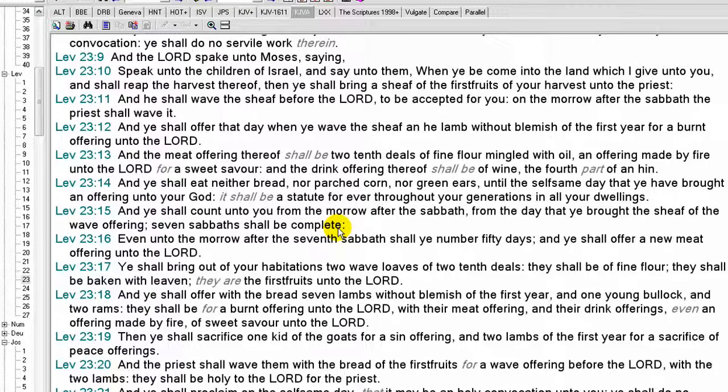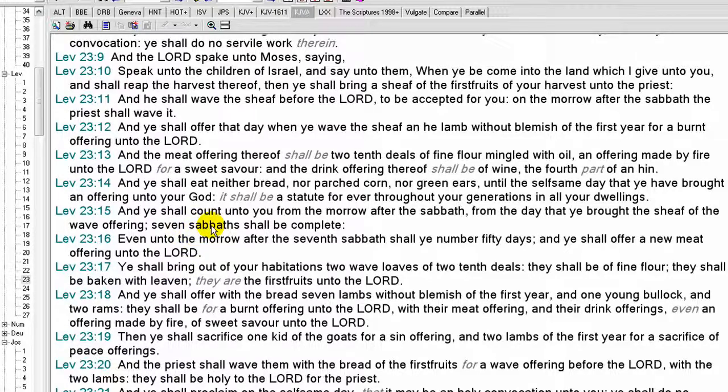Now, many people think, okay, we have to count from the first day of the week to the 7th day of the week and do this 7 times, and then Shabuot or Pentecost will always fall on the first day of the week, or a Sunday. So it says, "Even until the morrow after the 7th Sabbath shall ye number 50 days, and ye shall offer a new meat offering unto Yahweh."